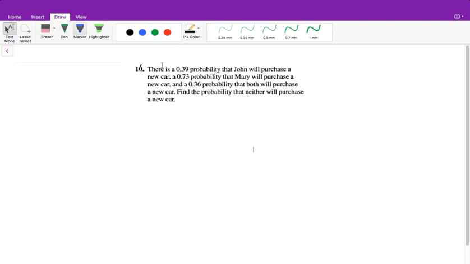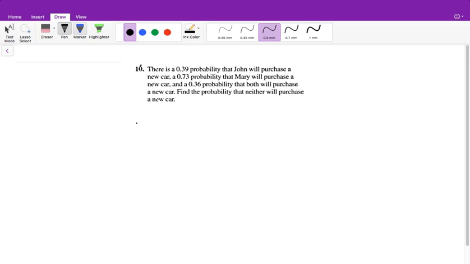All right, so this is saying there's a 0.39 probability that John will purchase a new car, a 0.73 probability that Mary will purchase a new car, and a 0.36 probability that both will purchase a new car. Find the probability that neither will purchase a new car. So we want to know neither. So in this case, if you think about the last problem that we did, we found one or the other. So in this case, we want to find where neither of them have it.